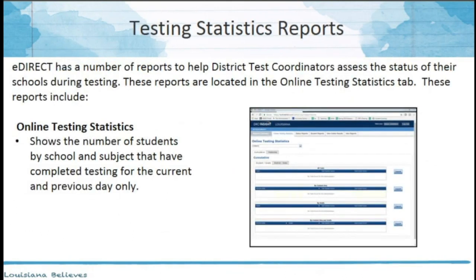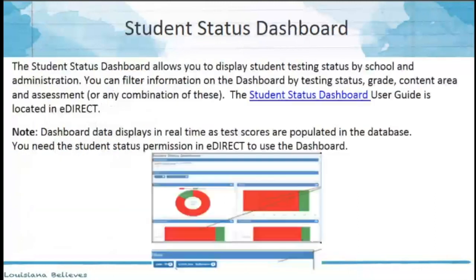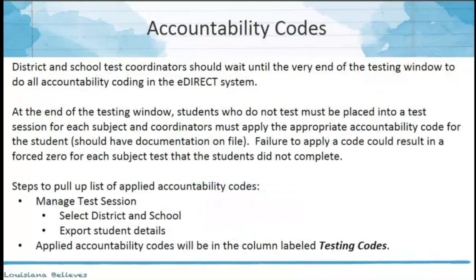These next few slides, again, are repeats. These are all of the things within eDirect that a DTC or STC can use during testing. So we have our testing statistics reports. All of those reports are listed here, and they are in the Status Reports tab in eDirect. They can access that student status dashboard that lets you know what's going on in all of your schools.